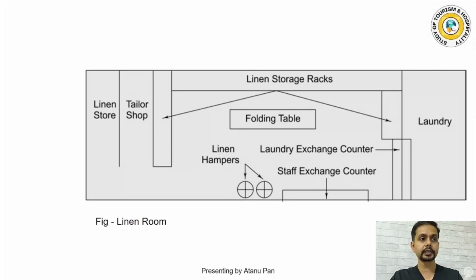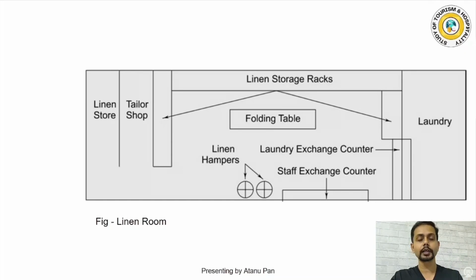So you can see there a linen store and tailor shop as in the previous slide, and then we have the linen storage racks where we can store the linens. Then some folding tables will be there where the sorting process is carried out. Sorting means we check the quality of the linen given by the laundry, and sometimes we check the guest laundry also, for anything torn or a missing button. Basically this folding table at the center is used for inspection purposes. The detail we will learn about in the laundry process.